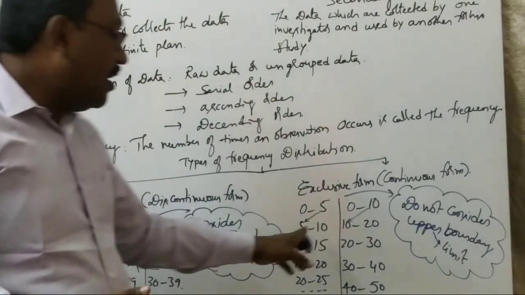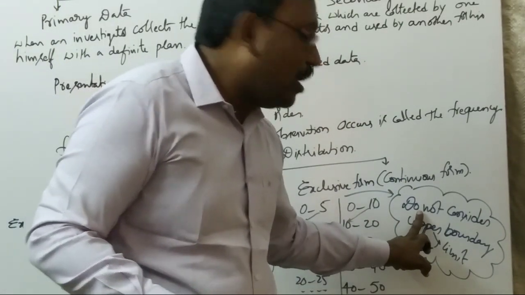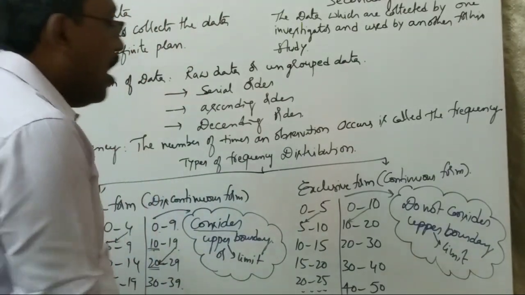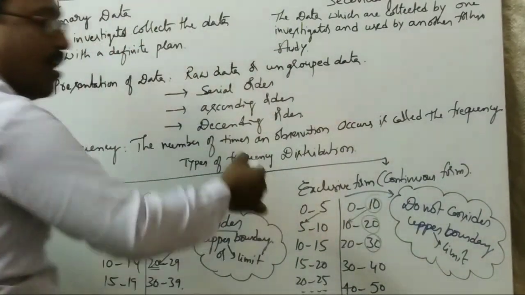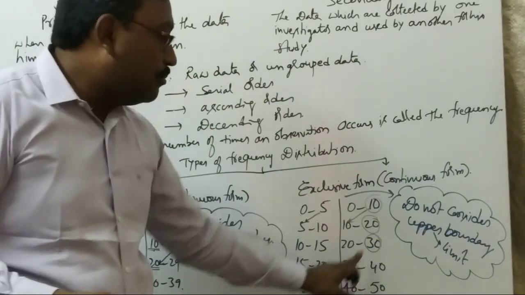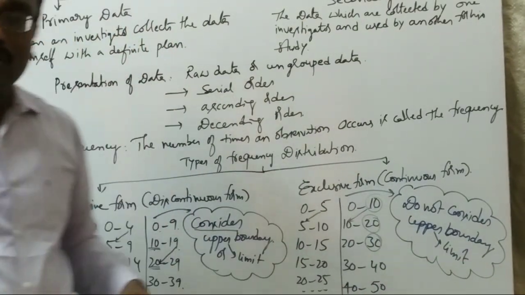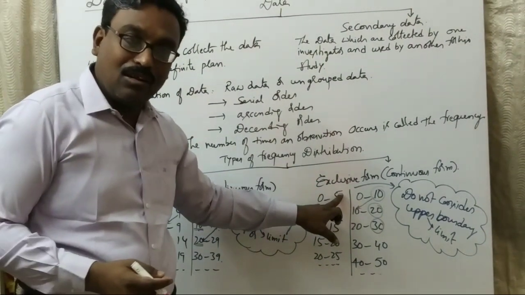Okay, so if it is continuous, then this is a very important point: do not consider the upper boundary. Upper boundary in the sense like 10, 20, 30, you should not consider it. You should come to the lower boundary. Okay, let me solve some examples to make it clearer about inclusive class and exclusive class.